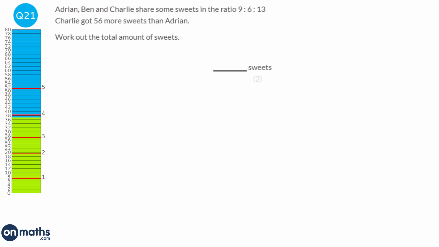It says it wants it to 2 decimal places, so it's going to be 1 to 0.19. So this question says that Adrian, Ben and Charlie have some sweets, and the ratio of Adrian to Ben to Charlie is 9 to 6 to 13. But it also says that Charlie got 56 more sweets than Adrian.